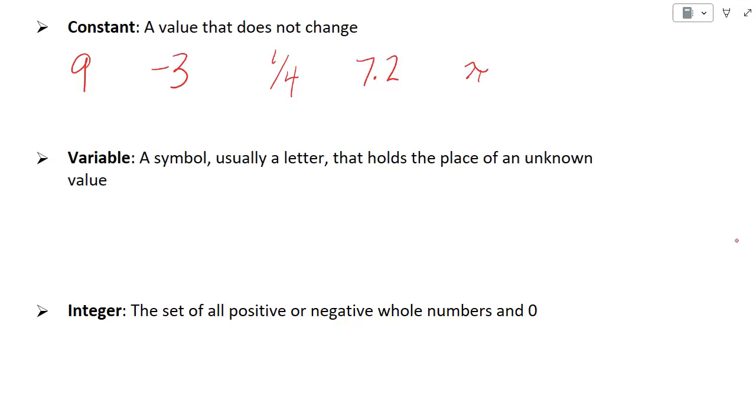A variable is going to be a symbol, generally a letter, that holds the place of an unknown value. So, for example, a lot of times you'll see A, N, X, Y, any letter really. In geometry, you're going to run across theta, which usually stands for a missing angle measure. But pi is not a variable because it is always the same value. So that's all a variable is. It just holds the place of an unknown value. We can solve for those in certain situations.